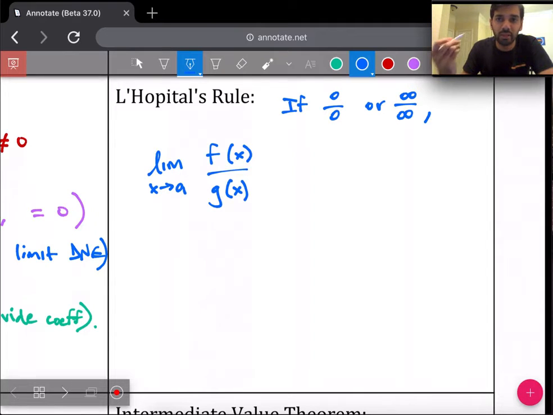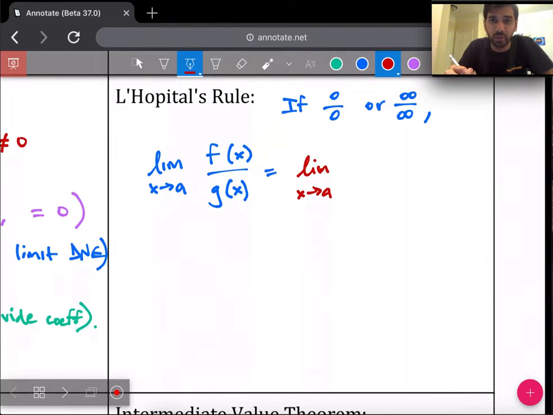Okay, so that's a big key idea. You can't just use L'Hopital's rule for any limit. It has to be 0 over 0 or infinity over infinity when you first plug in a. So if I get these indeterminate forms, then this limit is equal to the limit of the derivatives of the numerator and the denominator. So I can reapply the limit as x approaches a, but now I take the derivative of the numerator and the derivative of the denominator, and I plug in a again.